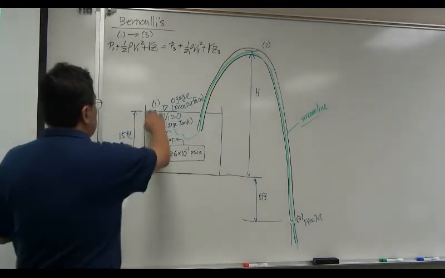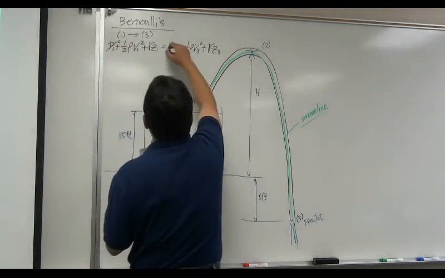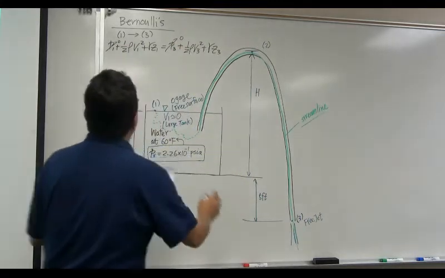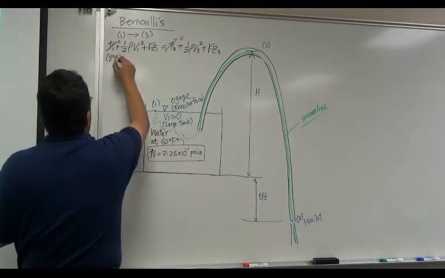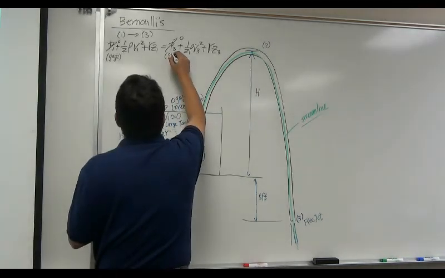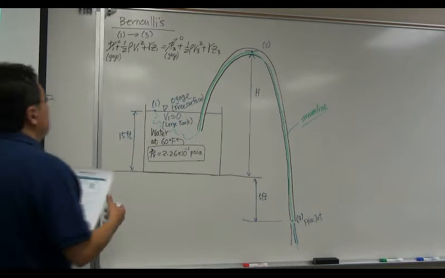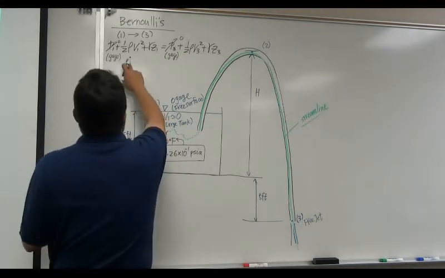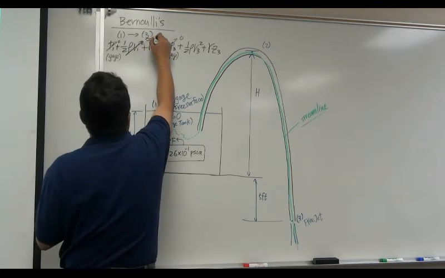P1 is 0 gauge, it's a free surface. P3 is also 0 gauge, it's a free jet. Keep in mind, this is gauge, okay? So I'm using gauge pressure in this equation. Let's be careful about that. Okay. V1 is approximately 0. This is a large tank.